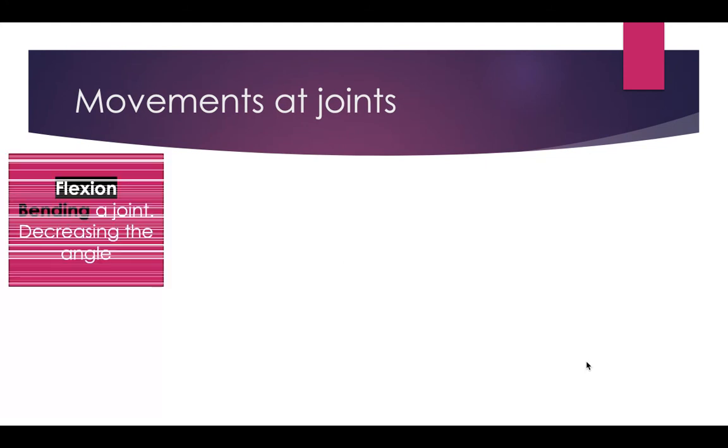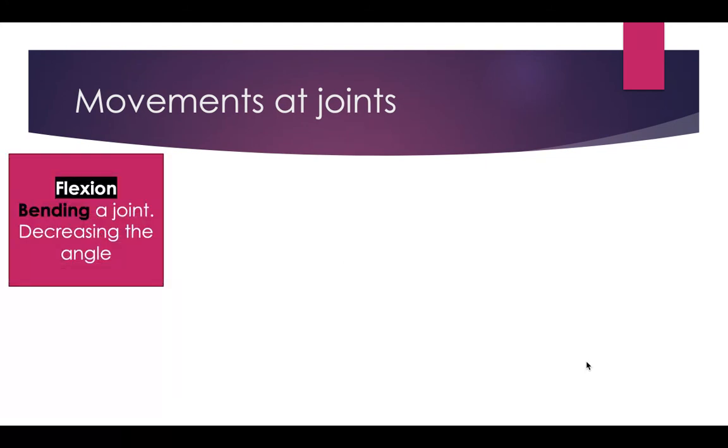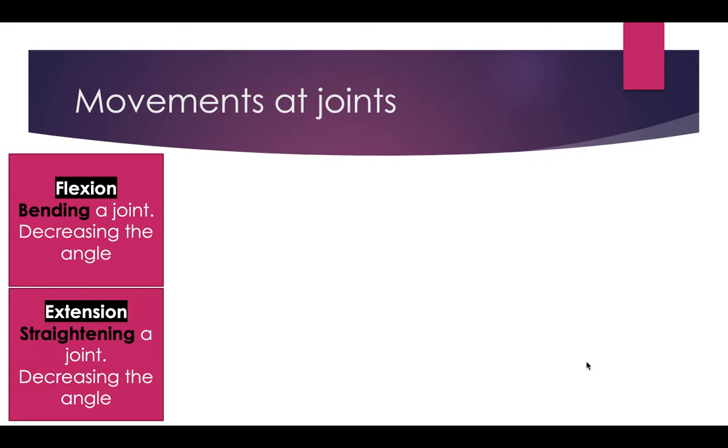So the movements at joints. We have, write this down, you ready? Flexion, so bending a joint where you are decreasing the angle at your joint. The opposite of flexion is extension. You are straightening a joint.